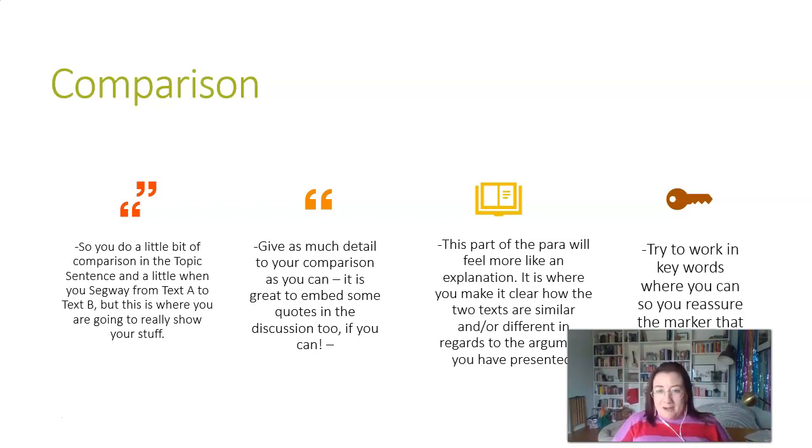This part of the paragraph will feel more like an explanation than a piece of evidence, because it's where you make clear how the two texts are similar or different in regards to your argument. So it should have that sort of vibe to it, that you're doing another explanation. And lastly, try and work in those keywords, so you can reassure the marker that this is all very relevant to your overall contention.